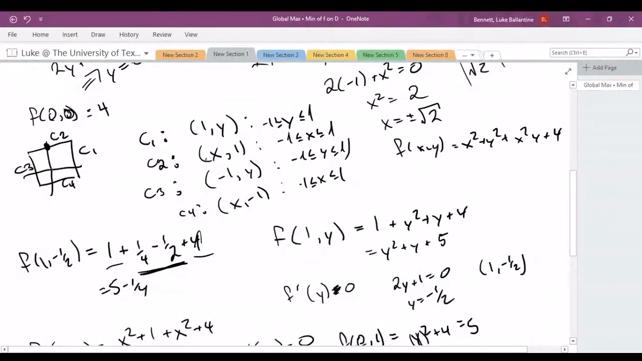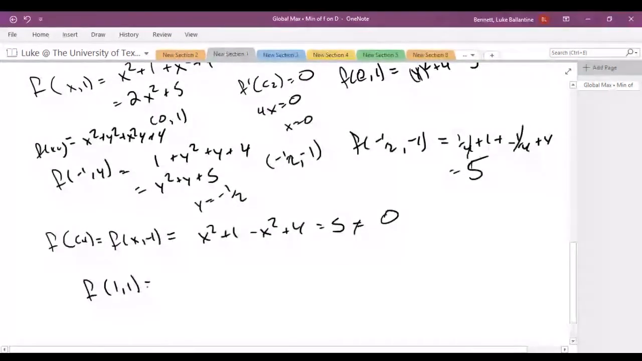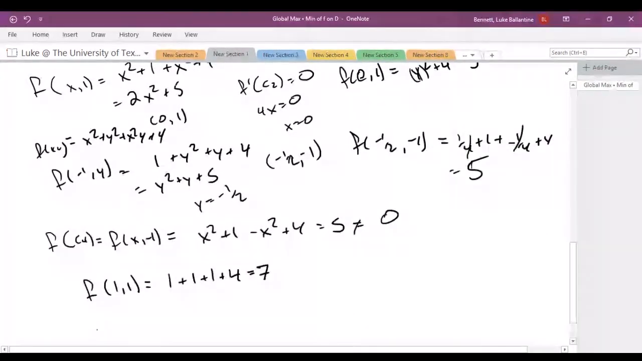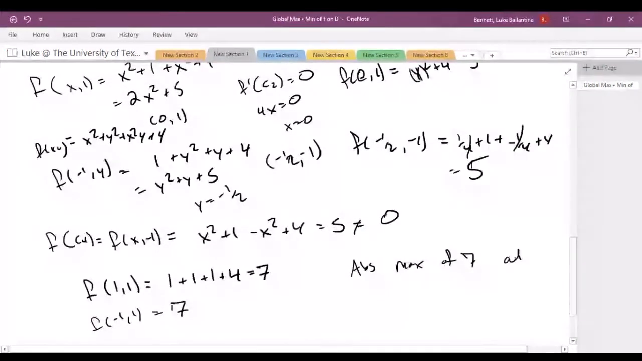So this was 4. What is this point? This is 1, 1. And this point, negative 1, positive 1. Right, because x is being squared, so the negative doesn't affect it. It's sort of symmetric about the y-axis. And then having the greatest value for y would probably maximize it. So let's look at this. We have f of 1, 1 is 1 plus 1 plus 1 plus 4, which is 7, which is the greatest so far. And same thing with f of negative 1, positive 1, we also get 7. So we have absolute max of 7 at plus or minus 1, 1, and absolute min of 4 at the origin.